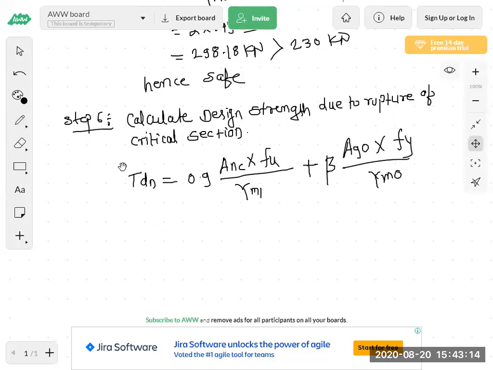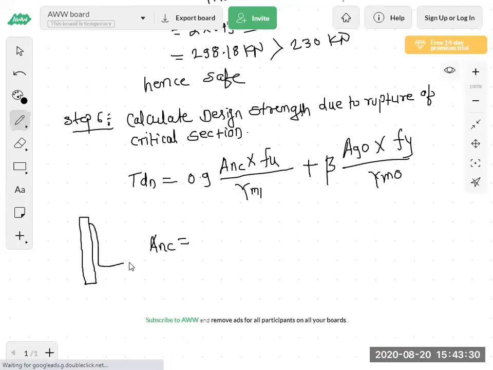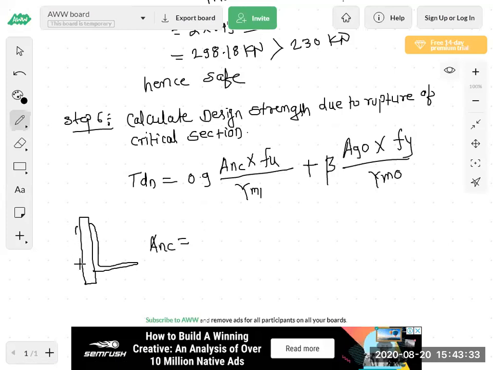Now, to calculate Anc and Ago, we have selected the angle section. This depth is 70, this width is 45, and this thickness is 6 mm. And here we have welded.